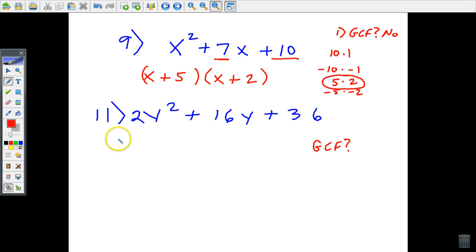GCF, yes. 2 divides into 2, 16, and 36. It's the largest number that divides into all three. Okay, and so now let's take a look. Looking at the factors of 18, so once again, if you have to, just make a list. And I'm looking for the combination of factors of 18 that add up to positive 8.